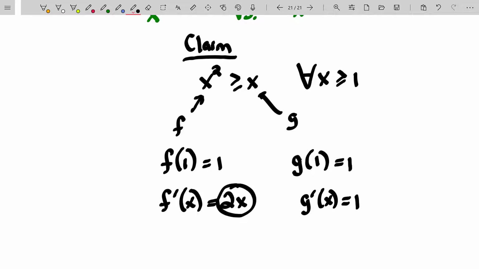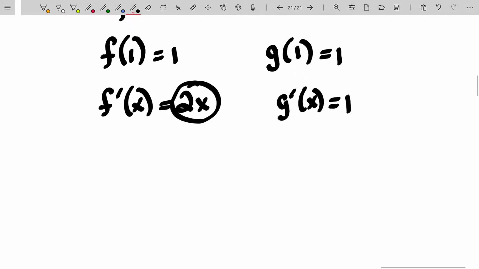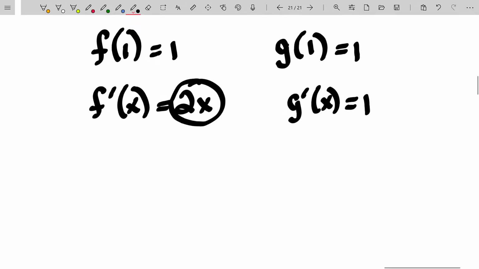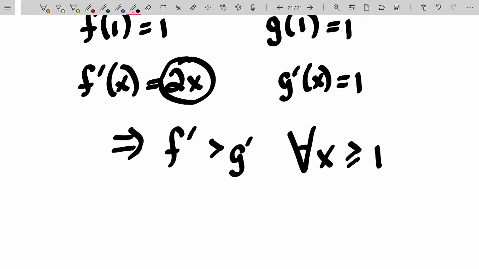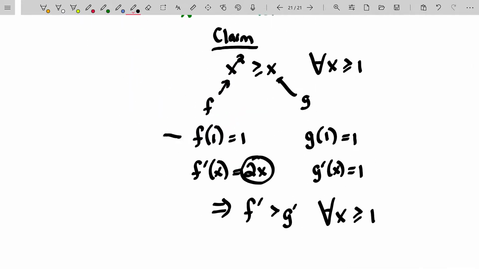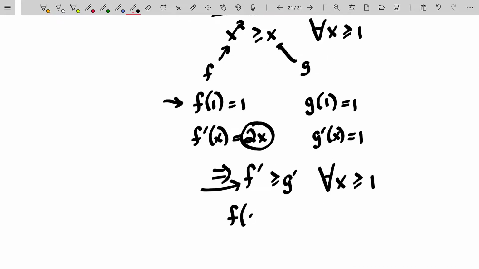So that makes sense. I'm using somewhat of a trivial example here, but I'm going to make the claim that F is faster than G, because F prime is 2x, G prime is 1, and for x greater than or equal to 1, F prime must be greater than or equal to G prime. So to reiterate, we have two horses. They start at the same place, but one horse is always faster than the other horse. And because of that, the first horse, F, is always going to be greater than or equal to the second horse, G, for all x greater than or equal to 1.